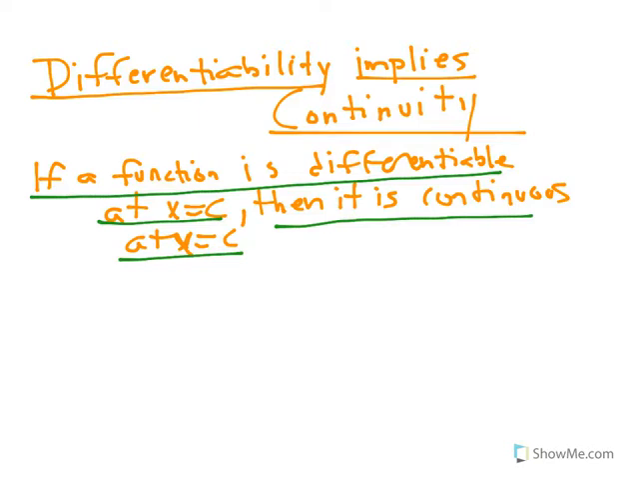Sometimes we can't see the original function. Sometimes we can just see the derivatives, and if we know it's differentiable at that point, then the original function itself is definitely continuous. But because this is true, the contrapositive is also true. So I'm going to flip and negate both sides.